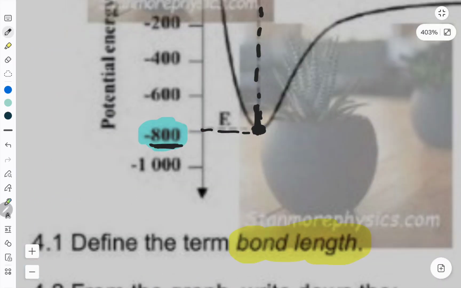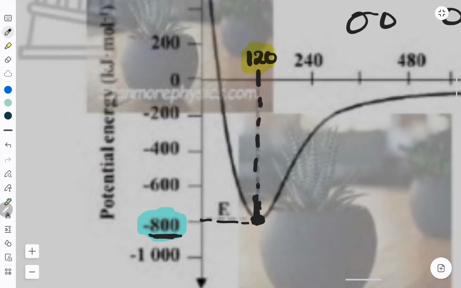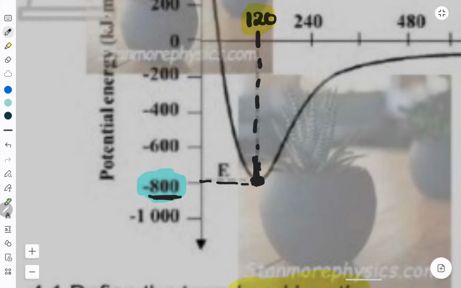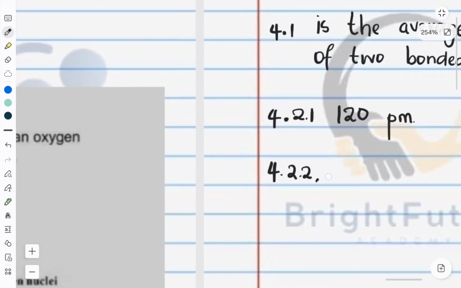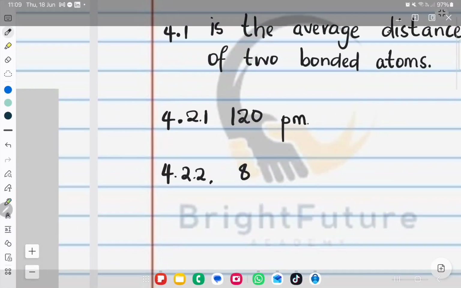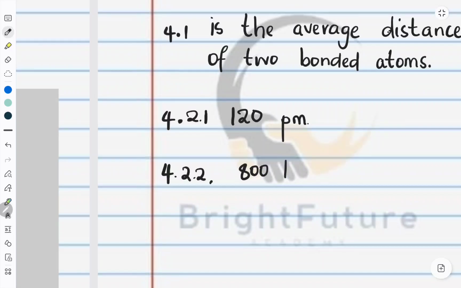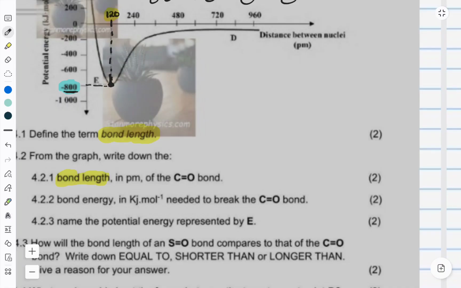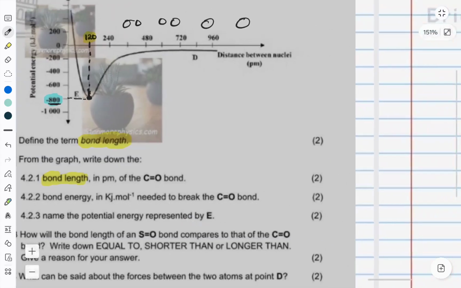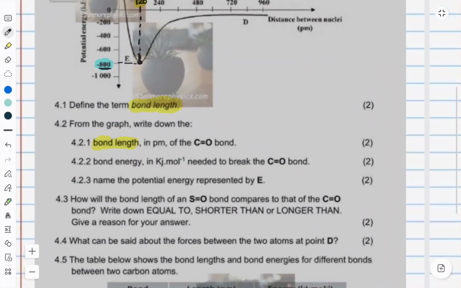We said we report it as a positive value, not negative. The negative is just because we have an axis, and below the x-axis, the y is negative. So that's why it's in negative numbers. But when we report it, we write it as a positive number. So that is 800 kilojoules per mole, right? And then we go to 4.2.3. Name the potential energy represented by E. We said that is simply the bond energy. So they are asking you to take this and put it there.